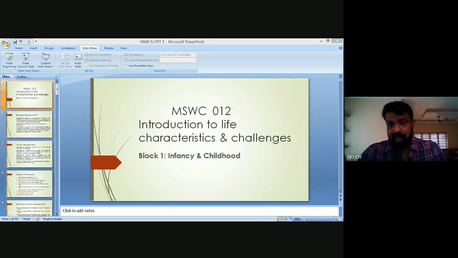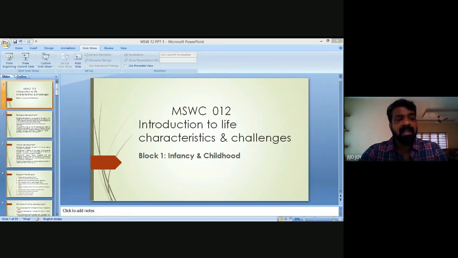If there are any challenges occurring within these areas, that will be a problem in the cognitive development. So we have to assess whether the child or the adolescent has proper mental functioning, whether the child can remember things, whether the thinking and the action are organized or not, and so on. All these things happen in the cognitive development.